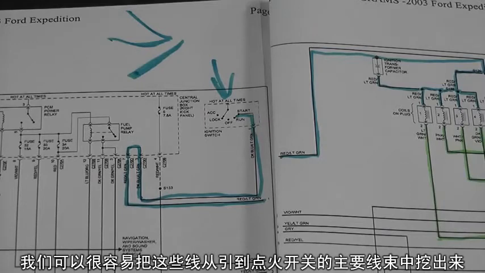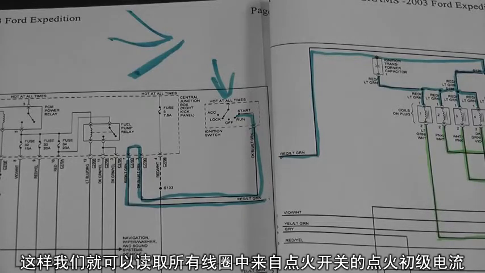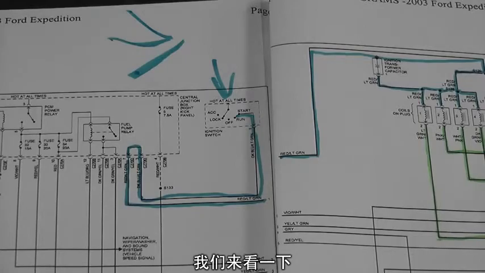And so what we did is we were able to easily dig that wire out of the main harness that runs down the column for the ignition switch, and that's where we adapted our amp probe for our current ramp measurement. So we'll be able to read all of the coil firings, the current flow on the primary, coming from that wire on the ignition switch. I'll give you a shot of that wire real quick.